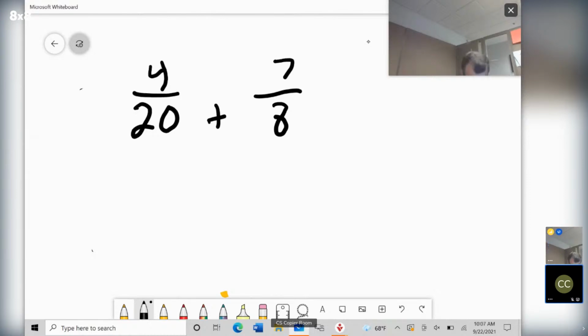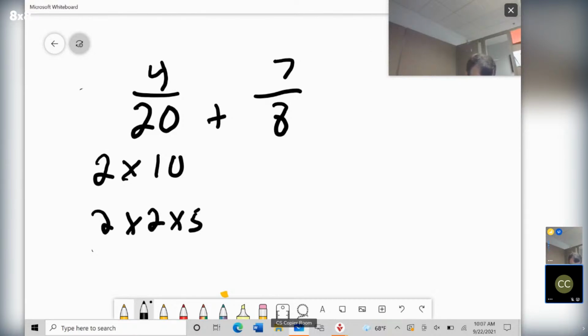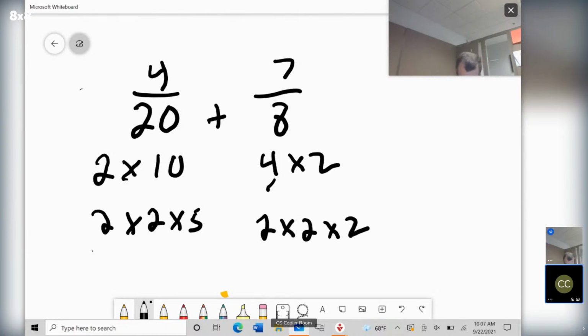Okay, so 20 is going to be 2 times 10. And then we break this 10 down, it's going to be 2 times 5. So at the bottom, we're going to have 2 times 2 times 5. And for the 8, we're going to have 4 times 2, then we break this 4 down, so it's 2 times 2 times 2. Okay. So over here we have 2 2's, and over here we have 3 2's. So we know we need 3 2's.